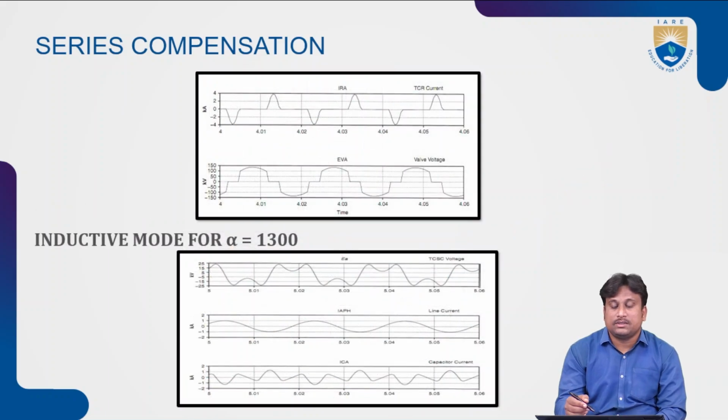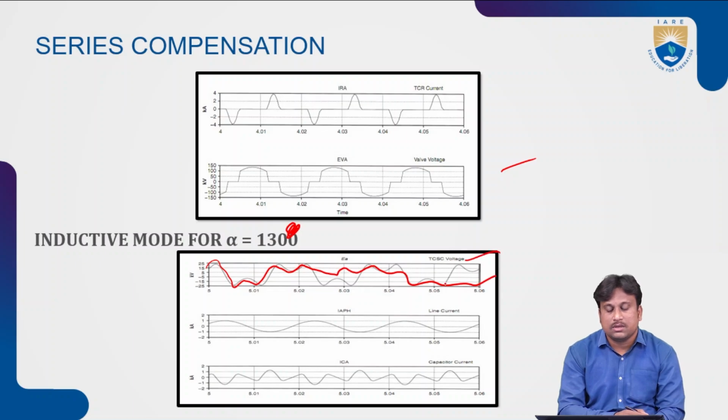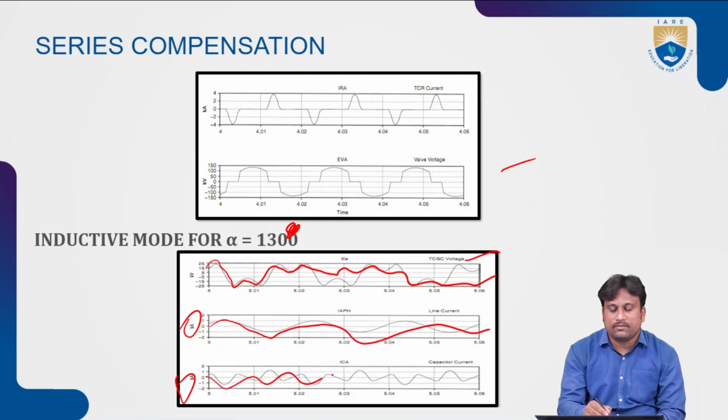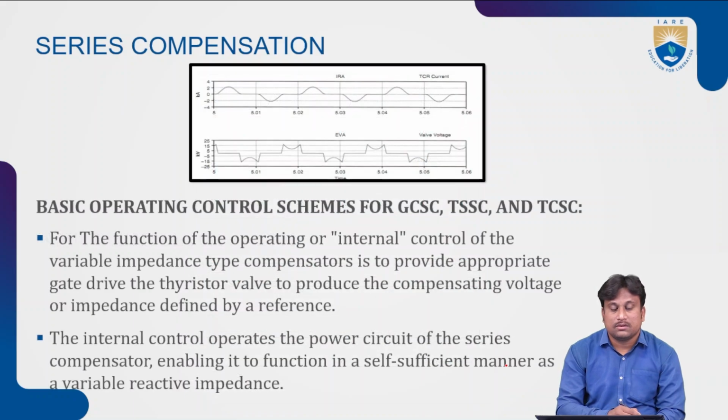When this is the series compensation, the TCR current may be represented here. During this inductive mode, alpha becomes 130 degrees. Then that instant follows here. At this instant, the TCSC voltage ranges in kilovolts. So that current may vary suitably to the extent in various aspects.